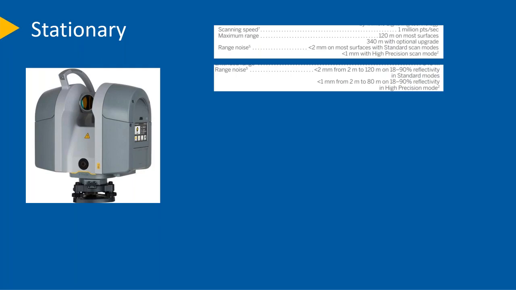So that lets me know that if I scan at a closer range than 2 meters or farther than 120 meters, the standard deviation isn't going to be less than 2 millimeters. It may be in fact 2 or 2.